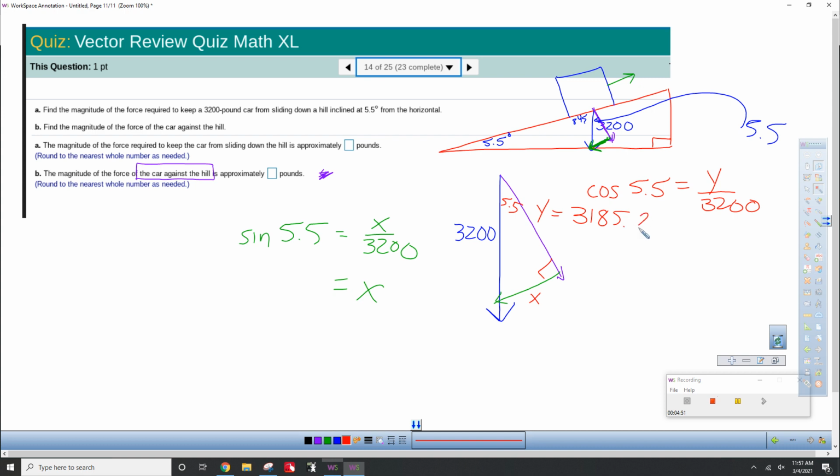So this one was actually 3,185.2678. And then the green one was actually 305.2678. Okay? And that is this answer right here. How much force is required to keep it from sliding down the hill? Hope that helps. Boom!